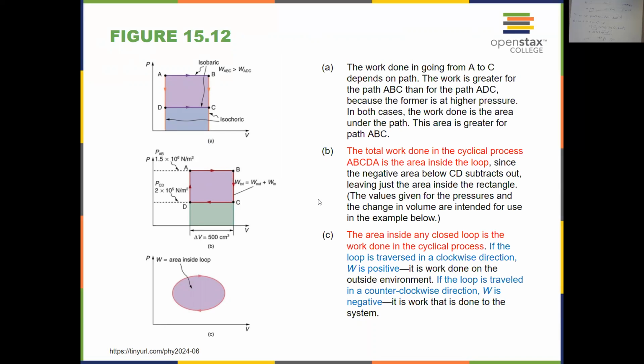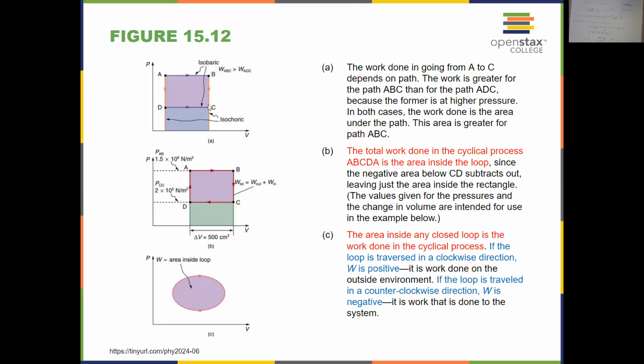Now, in reality, you might have a combination of, say, a constant pressure process and then a constant volume process. For example, if you go from A to B to C, then from A to B this is constant pressure. From B to C, this is constant volume. That would be equivalent to going from A to D to C.